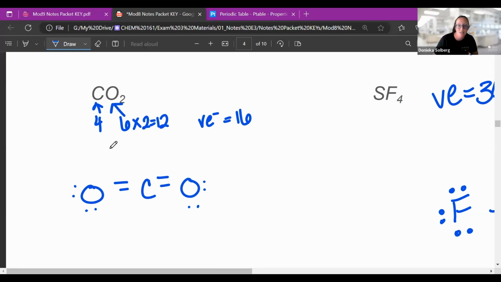So this is what carbon dioxide looks like. Technically, I could have also done a single bond on one side and a triple on the other, but a double and a double is more stable.